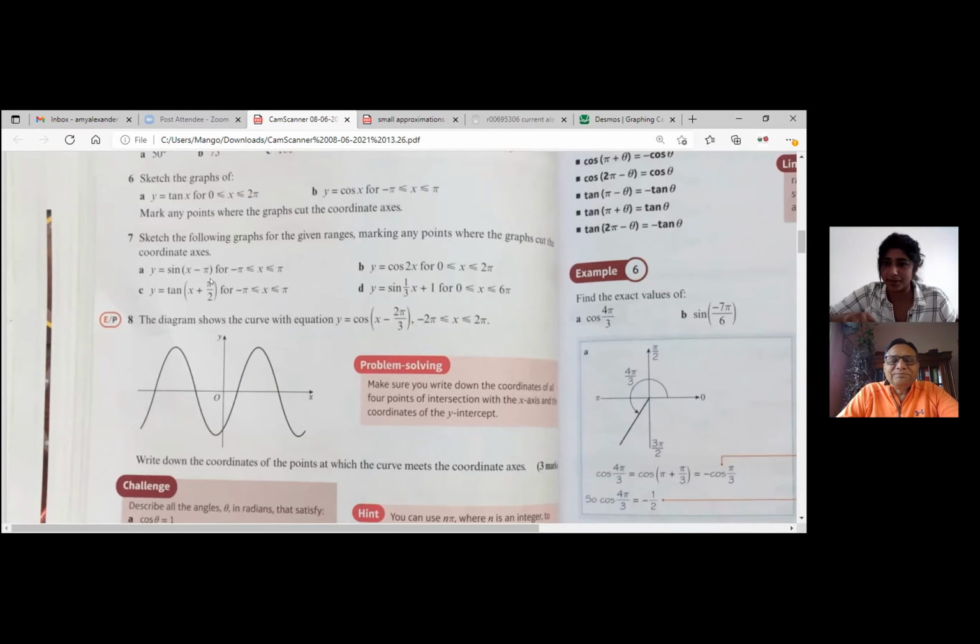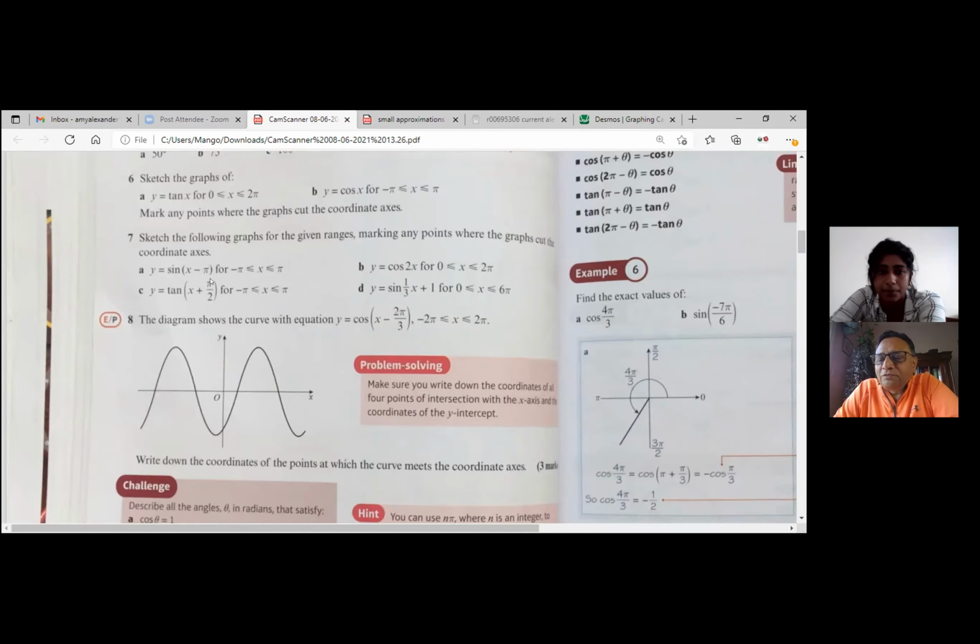You don't need to go through all of them, just one, so I can get the hang of it, and then I can maybe do the others. Okay, can you please read the question? Sketch the following graphs for the given ranges, marking any points where the graphs cut the coordinate axis. A, y equals sine of x minus pi for x between minus pi and pi.